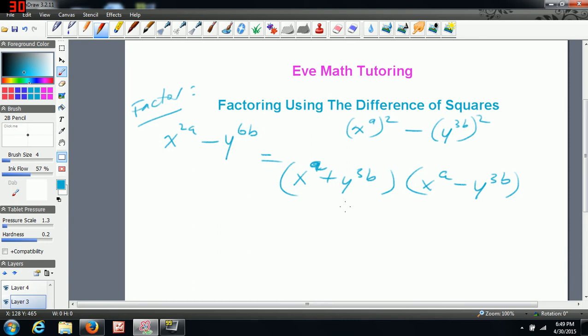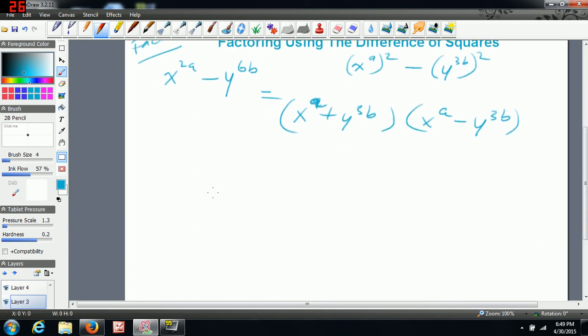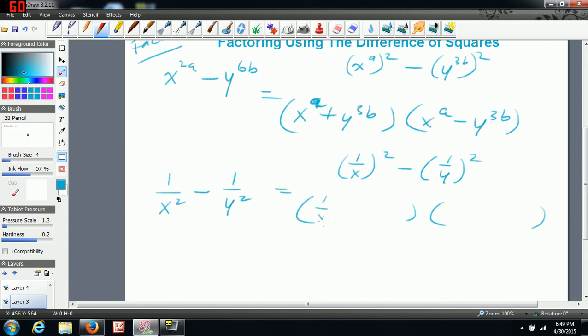So we could try some more examples. So say we had 1 over x squared minus 1 over y squared. So that would be (1 over x) squared minus (1 over y) squared. So that would be written as 1 over x plus 1 over y and 1 over x minus 1 over y. So that's how that would be written out.